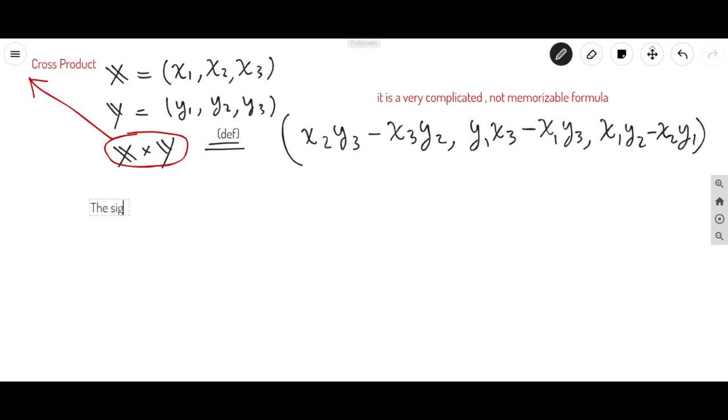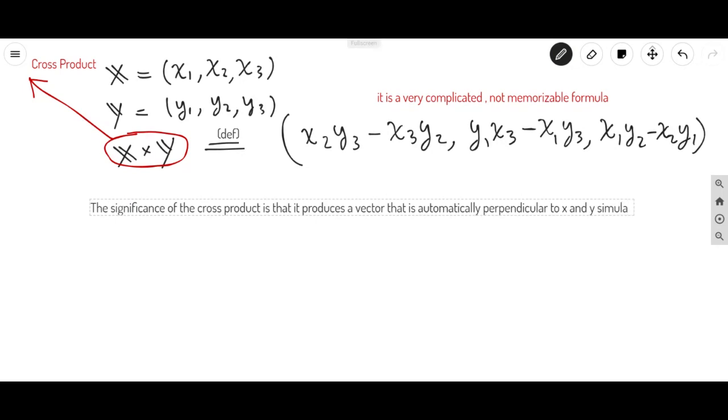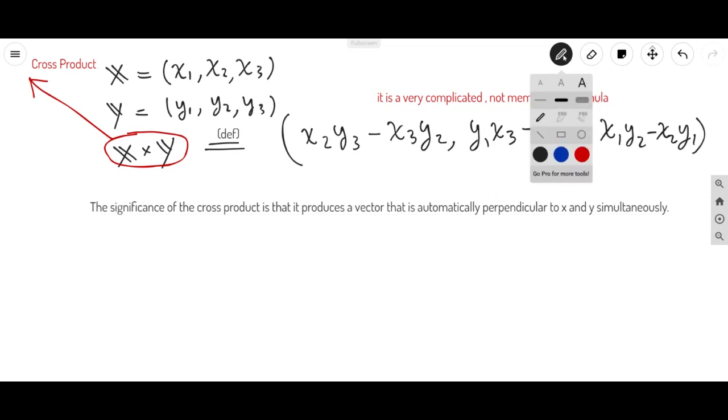So I'd rather not use the determinant at the moment, but I wanted to just say the significance of the cross product. The significance of the cross product is that it produces a vector that is automatically perpendicular to x and y simultaneously. So the picture here is this. You have two vectors. So here we are in space. We have one vector x. We have another vector y. Let's do another picture over here.